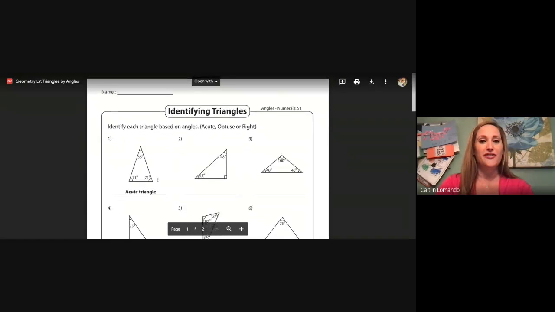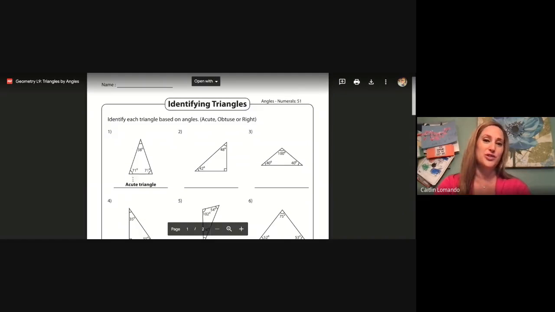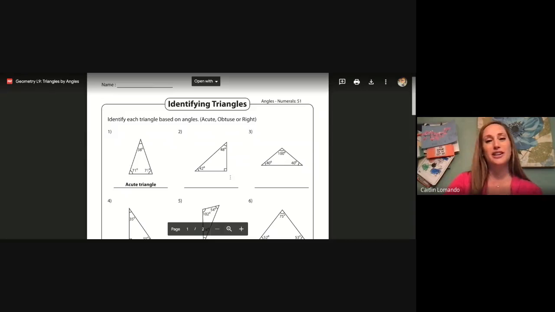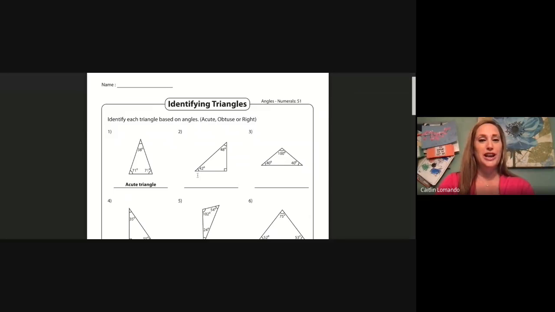So here we see our first triangle is acute. Why? All three measurements are less than 90 degrees. None are greater than 90 degrees. Let's look at number 2. 48 and 42. Those are less than 90. Ooh, I see a little square in the corner. Think about what that means. Is this triangle acute, right, or obtuse? Let's pause and discuss.